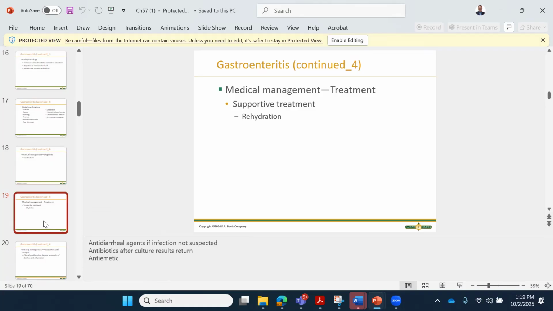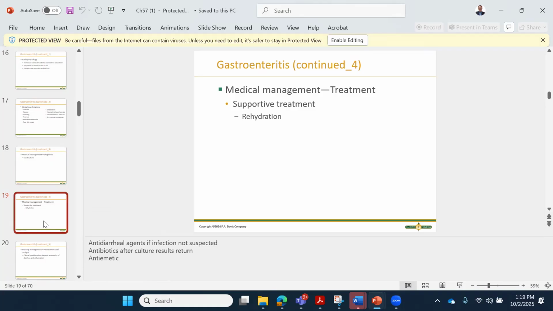And rehydration is very important. And whenever you think about rehydration, you specifically think about the use of crystalloids, which are isotonic solutions, such as 0.9% normal saline.